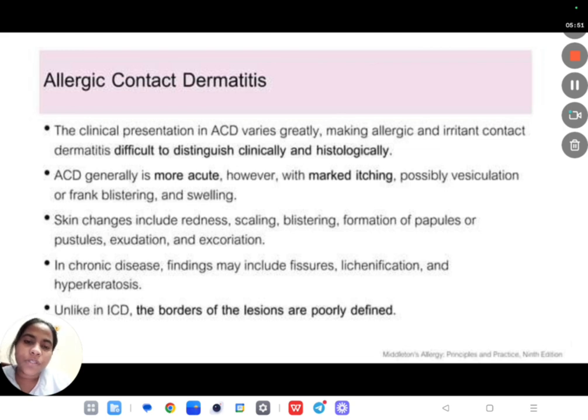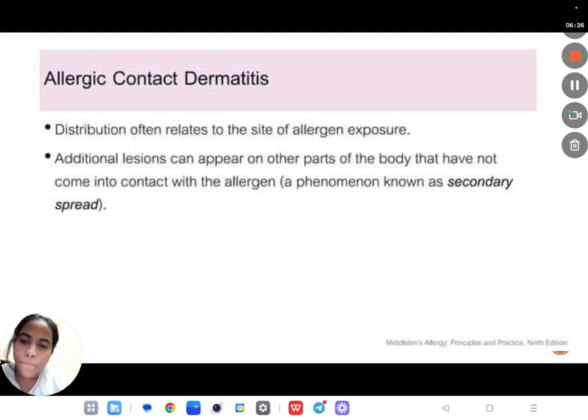The clinical presentation of ACD varies, generally making allergic and irritant contact dermatitis difficult to distinguish clinically and histologically. In the acute phase, marked itching will be present, possibly leading to vesiculation, blister formation, or swelling. The skin shows redness, scaling, blister formation, papules, pustules, exudate, and excoriation. In the chronic case, you can find fissures, lichenification, and hyperkeratosis. Unlike ICD, the borders of the lesions are poorly defined. Distribution often relates to the site of allergen exposure.